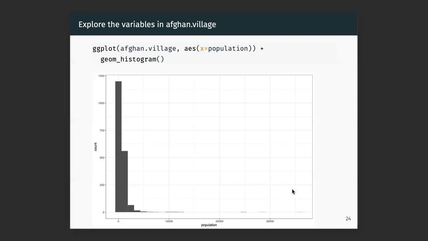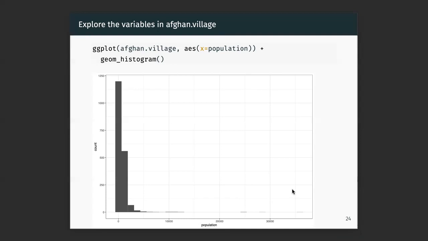Population is our X. Most of the villages are small, right? The overwhelming majority of these villages are very small. We have a few kind of in the city range. One with a population over 30,000, maybe three with a population between 20 and 30,000. A handful with a population over 5,000, right, in this range. Most of them have a population of less than 5,000.